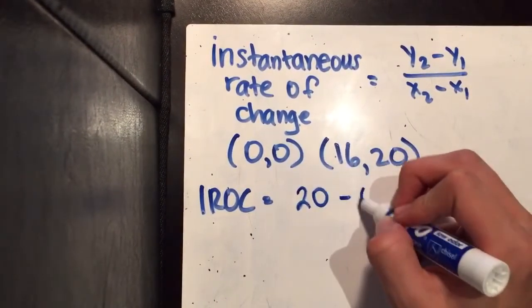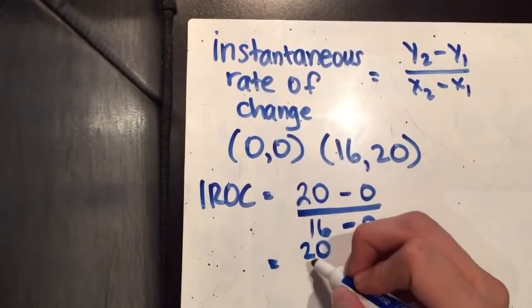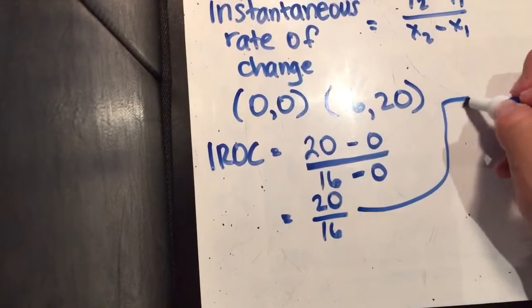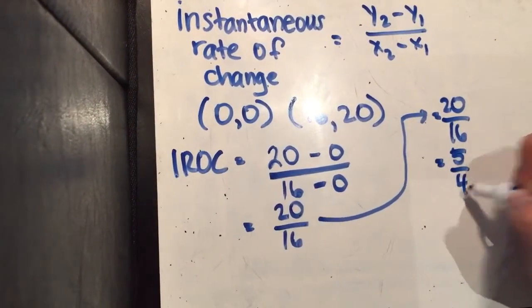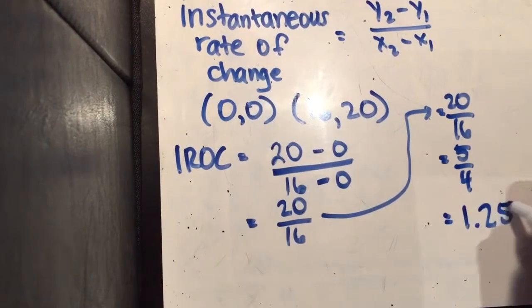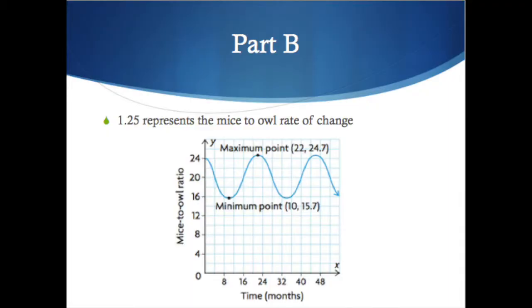20 minus 0 over 16 minus 0 equals 20 over 16. 20 over 16 can be simplified to 5 over 4, and 5 over 4 as a decimal is 1.25. 1.25 will represent the rate of change for the fastest point of the mice per owl ratio.